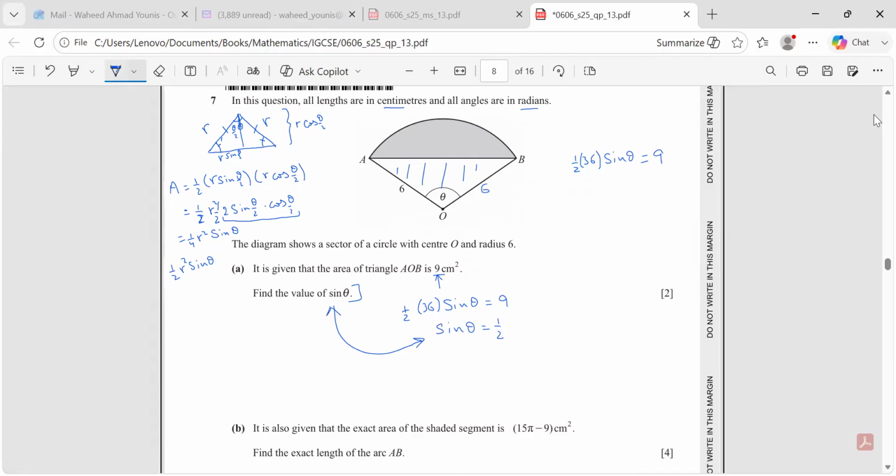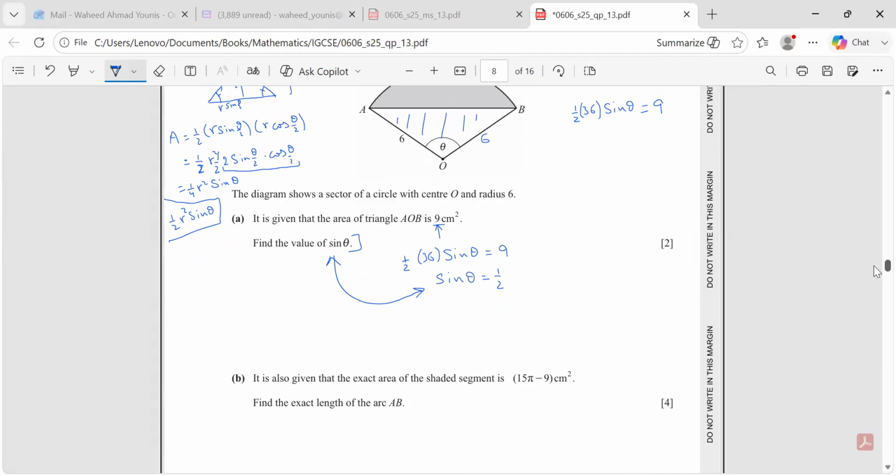In the exam, you don't have to prove everything, but even if you have to prove it, it's just two steps, two lines. Anyway, you need to remember this formula. Either you memorize it, or you can just prove it in the exam. So we need to know the area of this triangle.